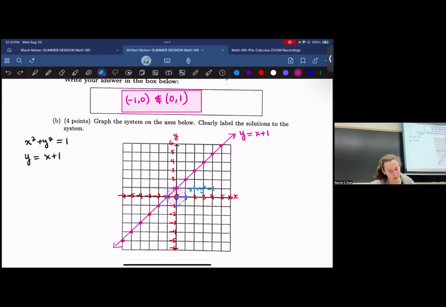Oh, you have to do the line too. It's saying graph the system. You want to graph both equations. Yeah. Graph the system on the axis below.